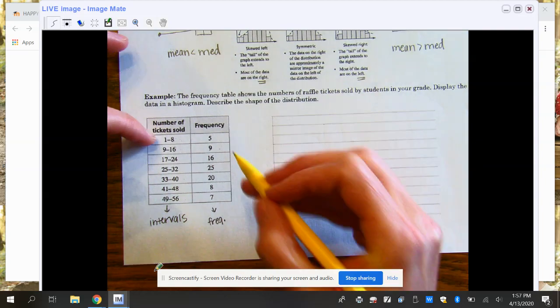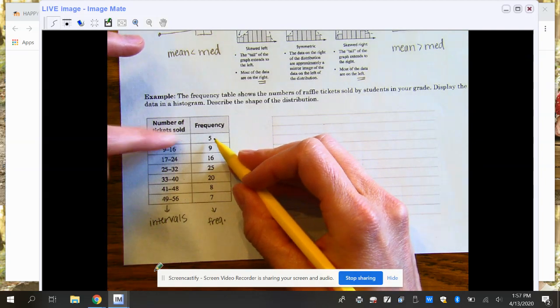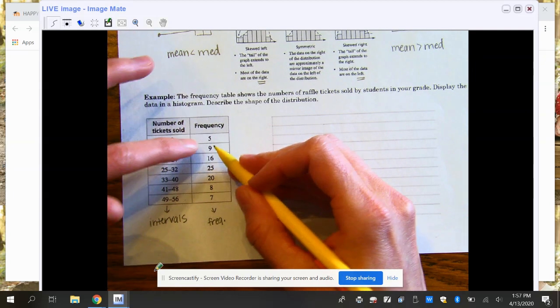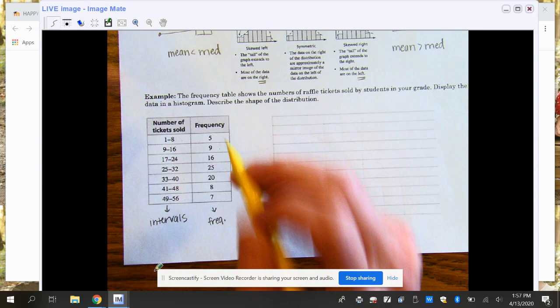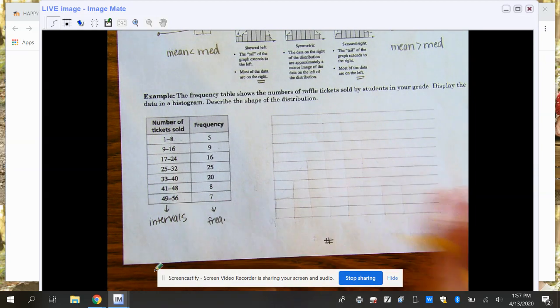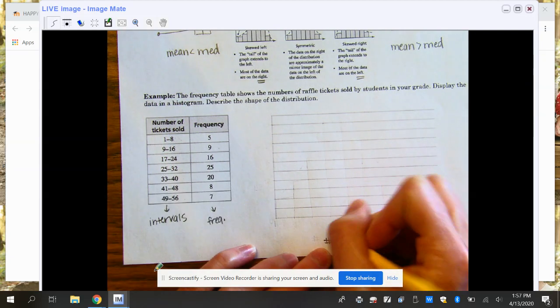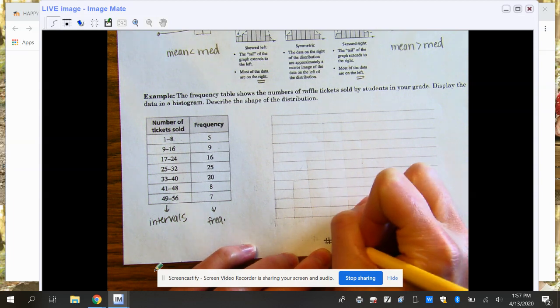And so what this means is that between 1 and 8 tickets were sold 5 times. Between 9 and 16 tickets were sold 9 times, and so on and so forth. So your intervals are always going to go on your x-axis. And in this case, the intervals represent the number of tickets sold.